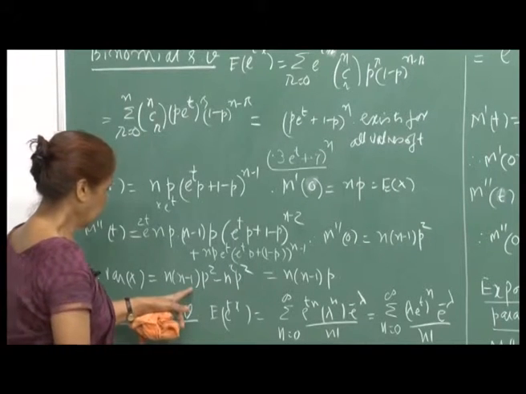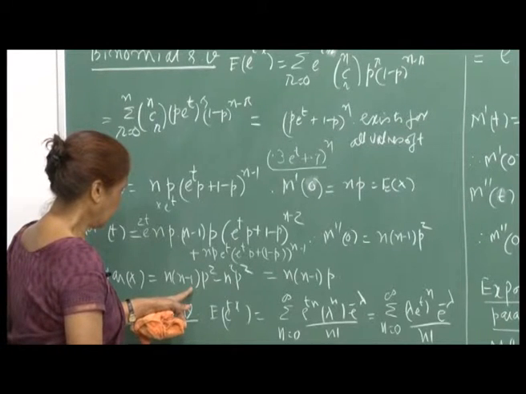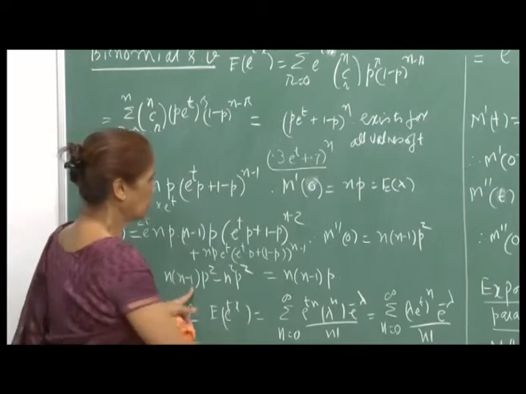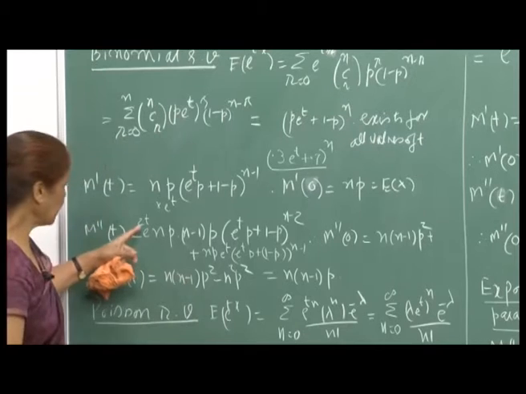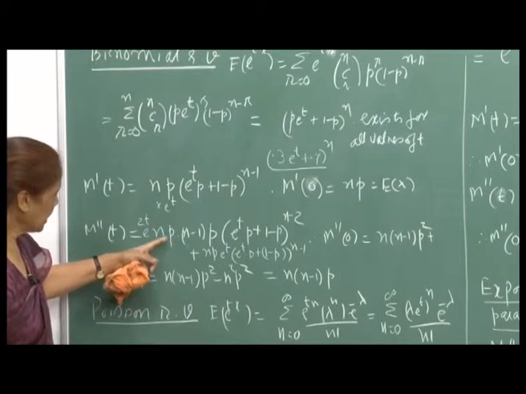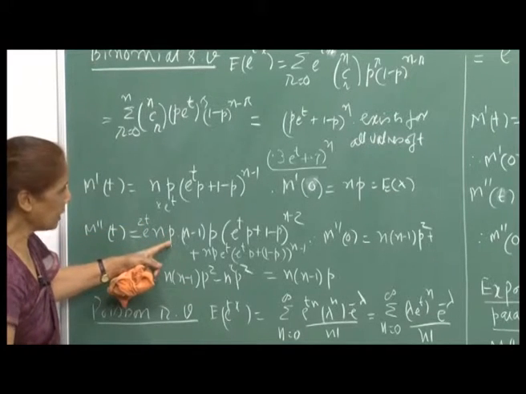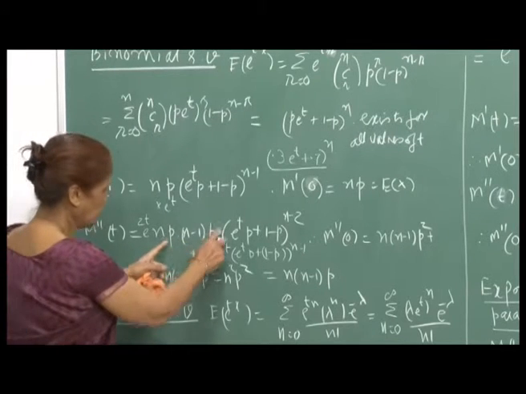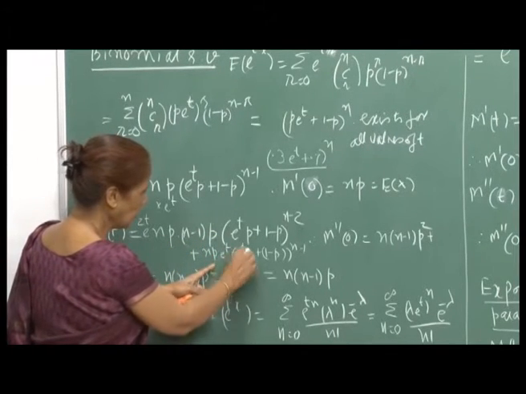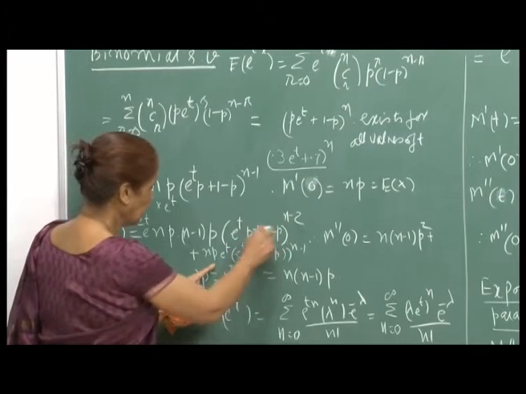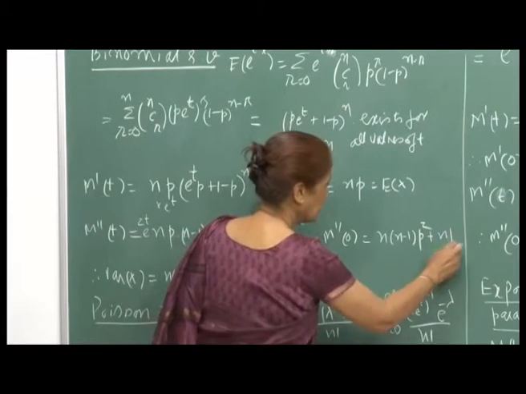Okay, and then from here n into n minus 1 n square. So, this is not correct. So, therefore, this will be plus. So, that means here when you put t equal to 0, you are getting n into n minus 1 p square. This is okay. Then from here you will get another n p, because this is 1, and the whole thing is 1. So, this is plus n p.